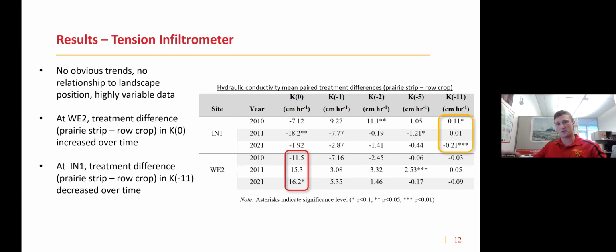Kind of on the other end of the spectrum, when we look at that yellow box on the table, that would be the lowest tension, or the micropore flow. We observed the opposite. In 2010, the prairie strip has greater hydraulic conductivity. In 2021, it's the other way around, and the row crop has greater conductivity. So these two observations kind of suggest that maybe there is some relatively greater macropore development in the prairie strip relative to the row crop, and greater micropore development in the row crop compared to the prairie strip.